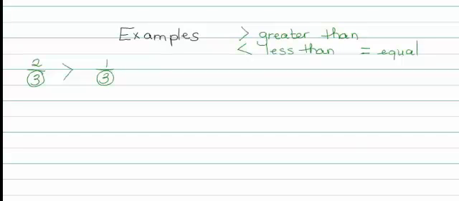Let's try one more example where we have like fractions, and we'll take a look at 4/9 and 2/9. Again, they are like fractions because they have the same denominator. Both fractions have a 9, and because they are the same, we can simply look at the numerators, the 4 and the 2, and we see that the 4 is greater than the 2.